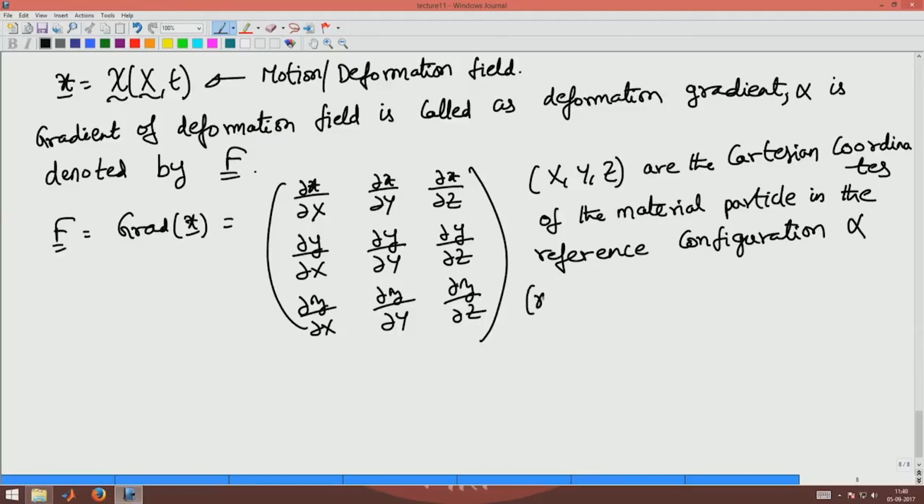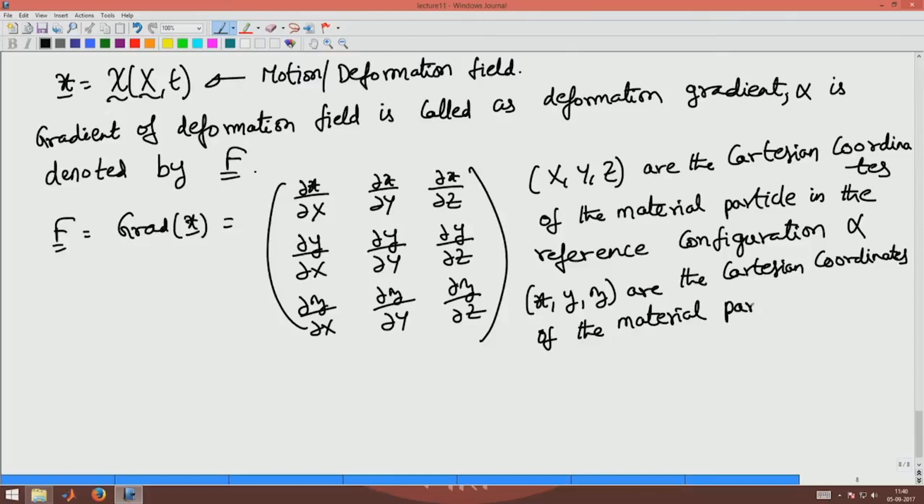and small x, y and z are the Cartesian coordinates of the material particle in the current configuration.